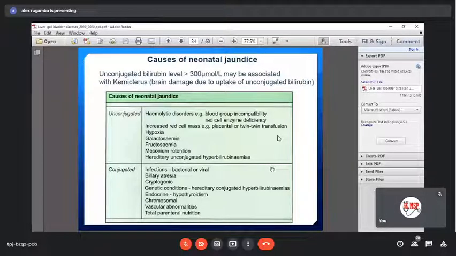It may also be due to conjugated bilirubin, if there is a bile duct obstruction, if there is infection by bacteria or viruses, if there is a chromosomal problem like a genetic disorder, or vascular abnormalities.